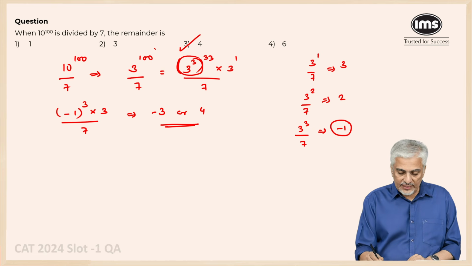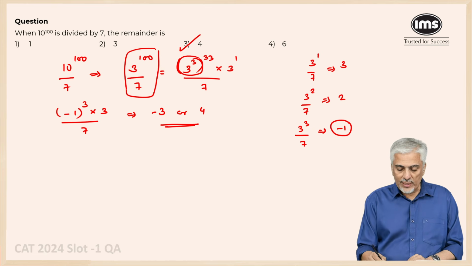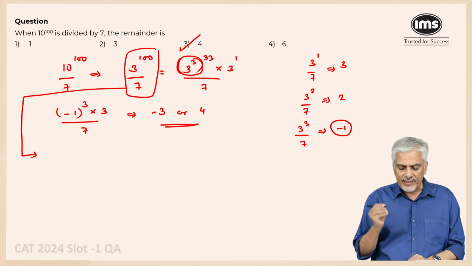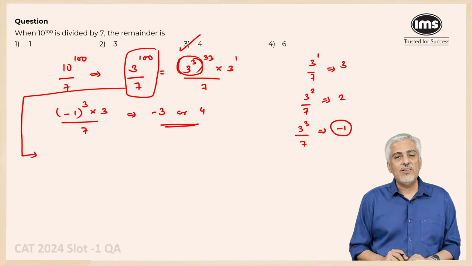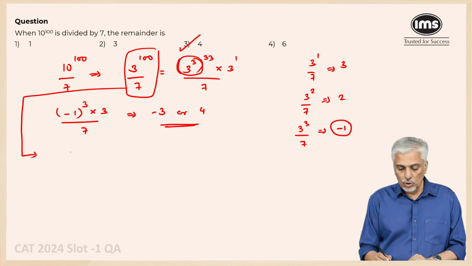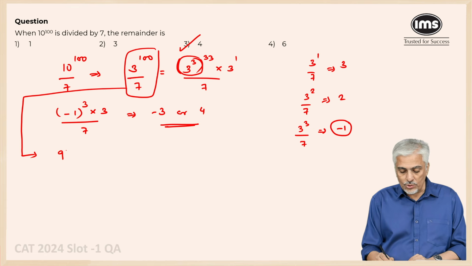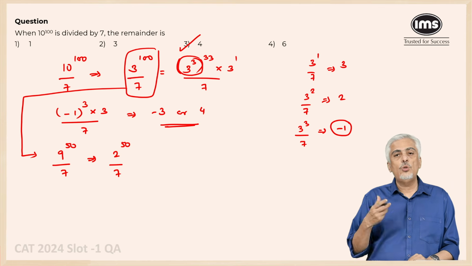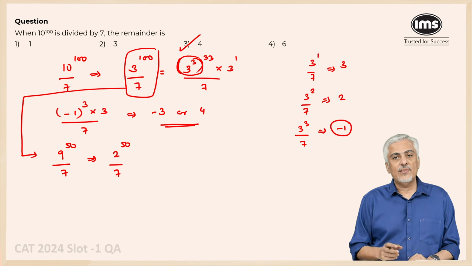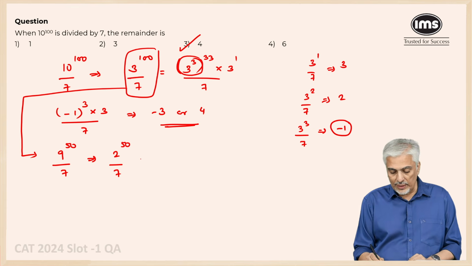After this step, some of you could have also done one extra step and made it slightly different. So we know that 9 divided by 7 is remainder 2. So 3 raised to 100 is as good as 9 raised to 50 divided by 7. So this becomes 2 raised to 50 divided by 7. 2 cube is 8, right? 8 divided by 7 will leave a remainder 1.